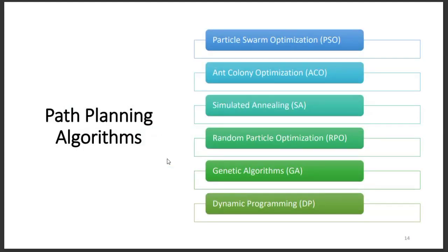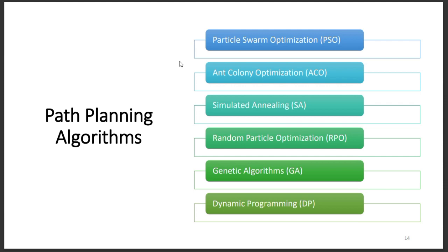Some algorithms used in path planning are particle swarm optimization. It is like a swarm of bees, a swarm of honey bees. How they find food, how they communicate with each other. If one bee finds something to eat, how does he communicate with all of the other bees of his society?